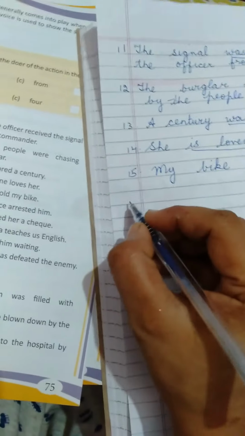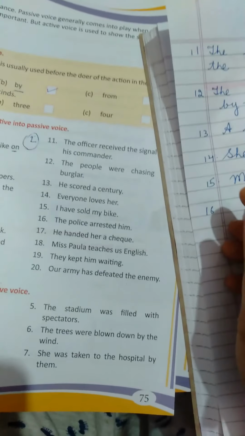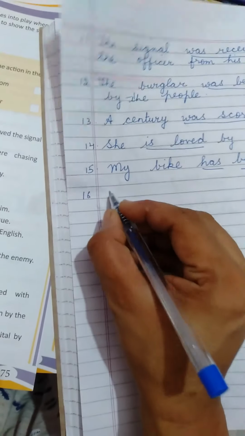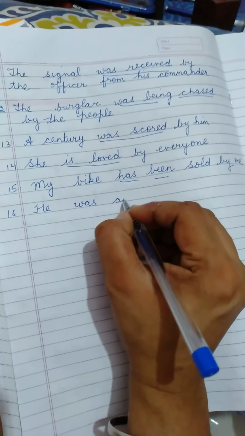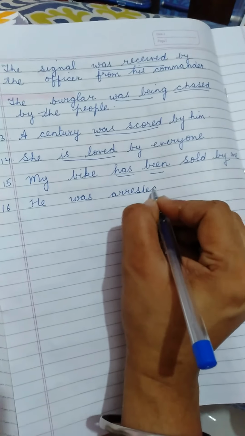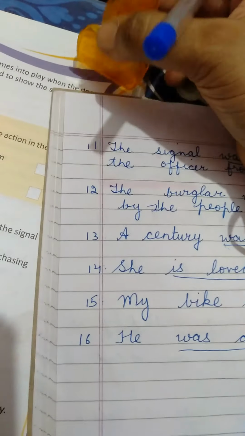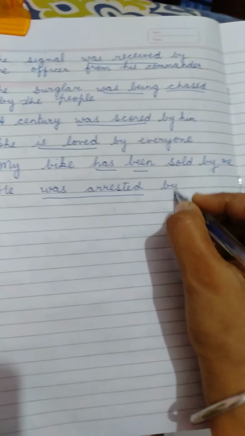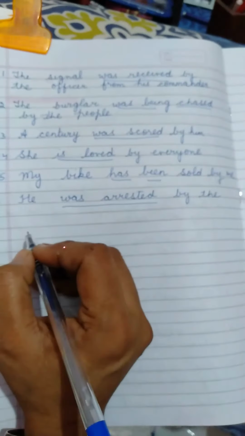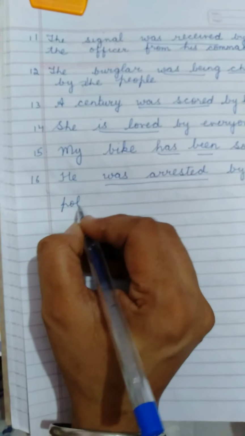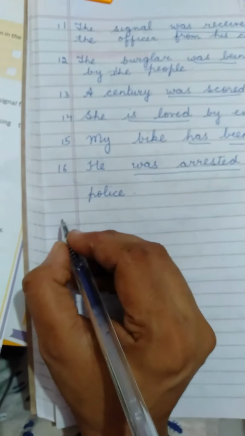Got it? Now number 16. The police arrested him. Past tense. He was arrested by the police. Full stop.